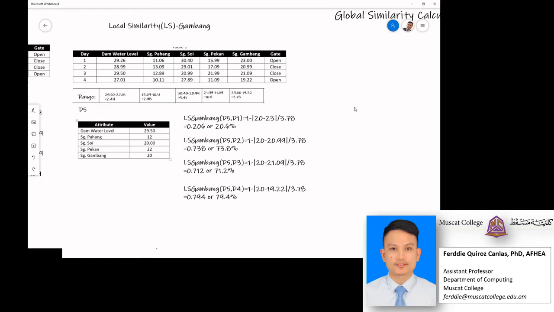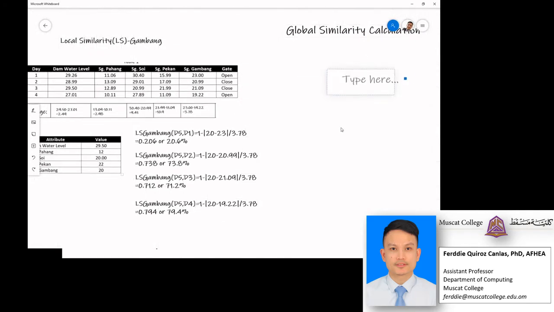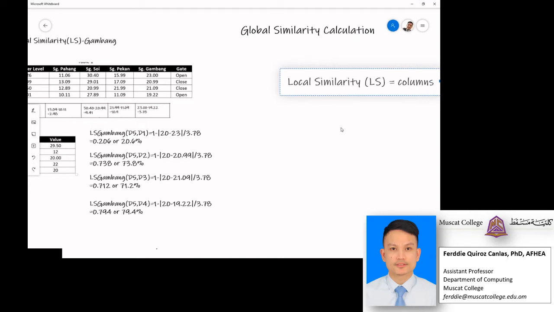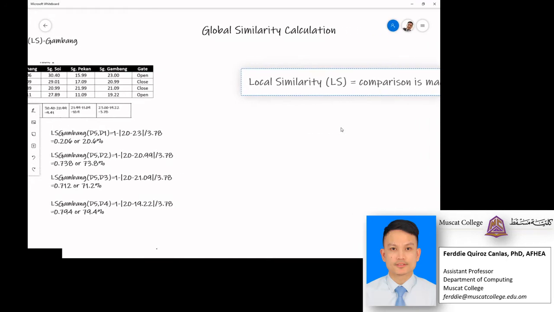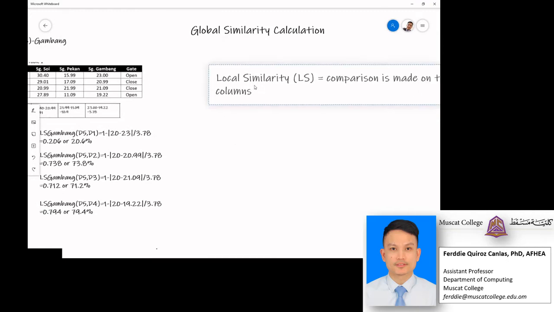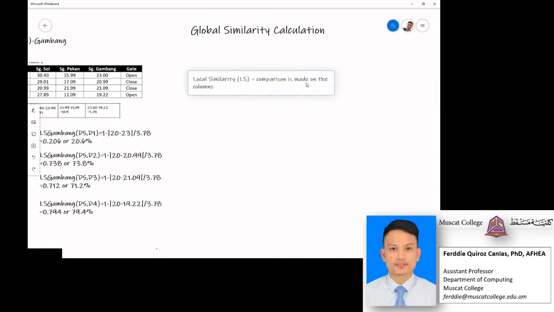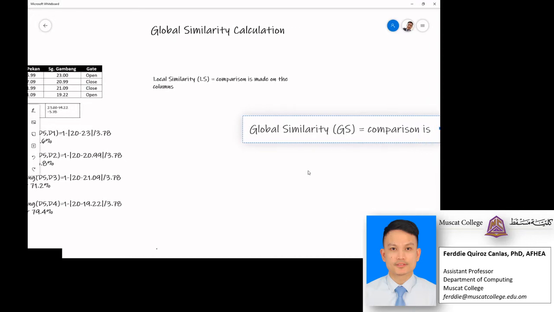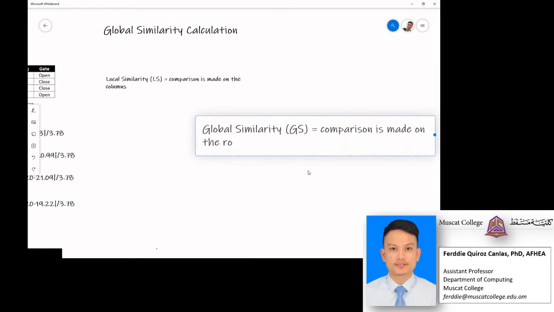So just to give a summary of what we discussed last time, when we go with the local similarity, LS, we are focusing on the columns. Comparison is made on the columns. So this is our local similarity. Now for the global similarity, our concern now is that comparison is made on the rows. Rows now, not the columns, but this time we're going to make comparison on the rows.